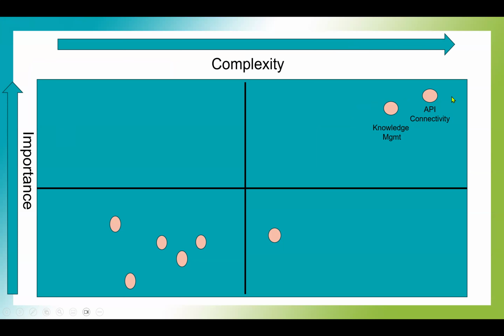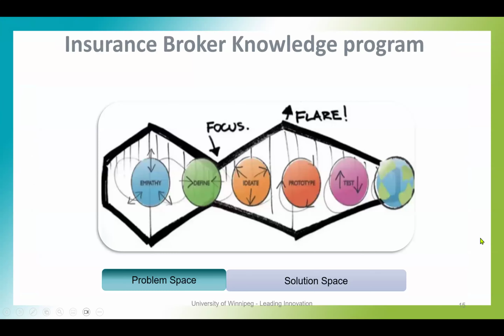So API connectivity is interesting because there's already a program that's been going on for many years in the insurance industry in Canada to connect the back-end systems of insurers with brokers automatically. But it's been going on for many years and is extremely complicated. The knowledge management system has never been attempted. So we thought, well, that's kind of interesting. Let's go take a further look at that one.